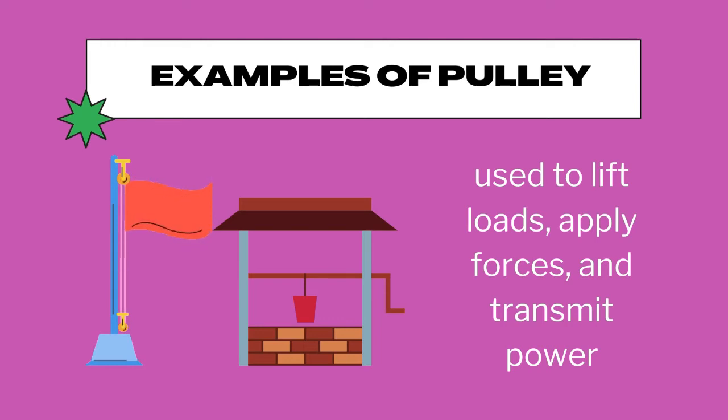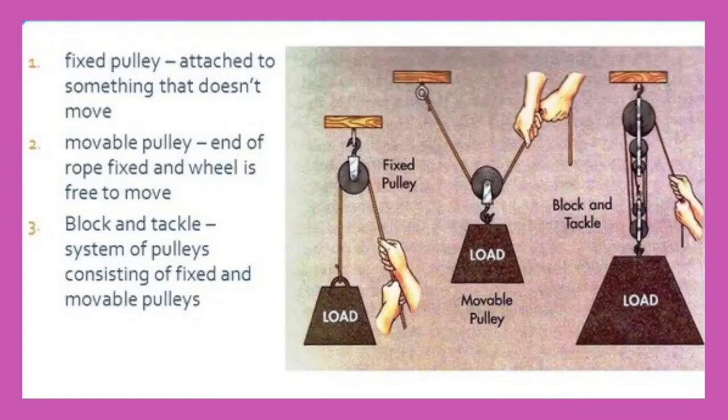Some examples of pulley, we have the flagpole and the well. They are used to lift loads, apply forces, and transmit power. There are 3 types of pulley. Number 1, we have the fixed pulley. It is attached to something that doesn't move.